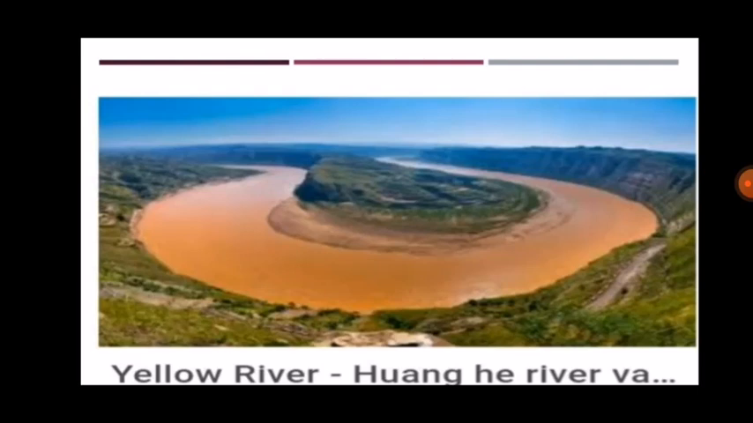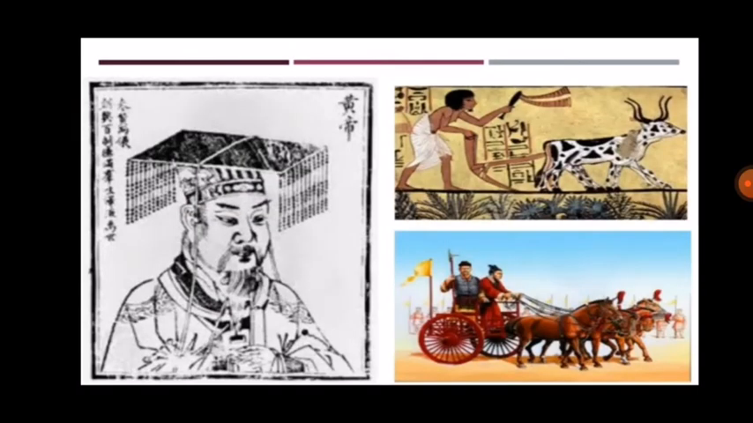Next we learn about China. The ancient civilization of China developed and flourished in the valley of the Honghe River. According to the Chinese tradition, a king named Hungary introduced agriculture, animal husbandry, wheel carts, and chariots. So there was a king named Hungary. You can see there is a picture of his in the slide.